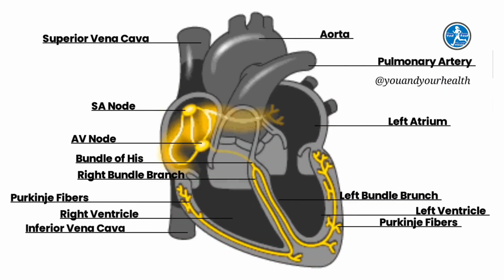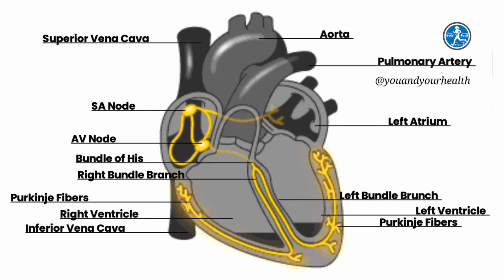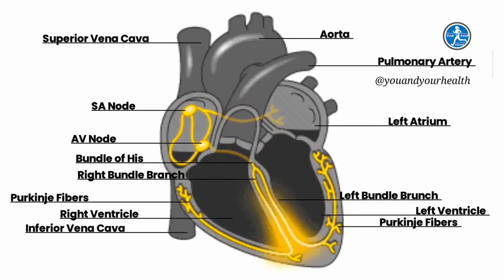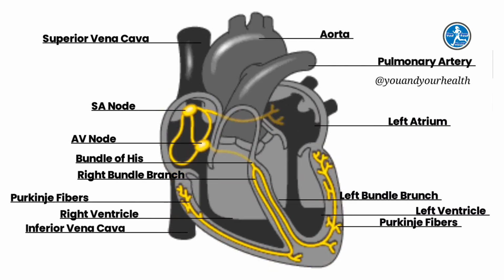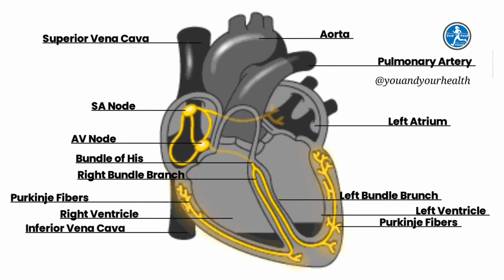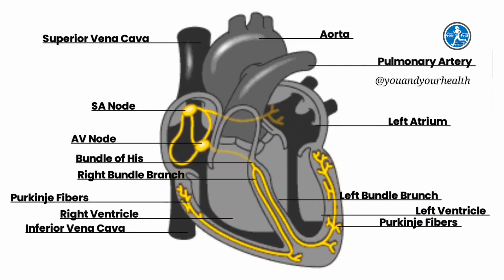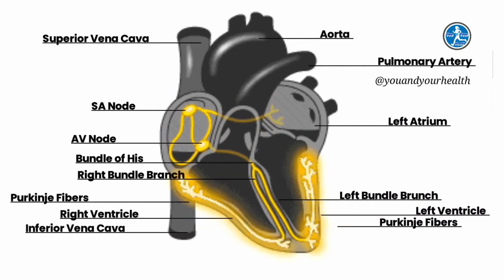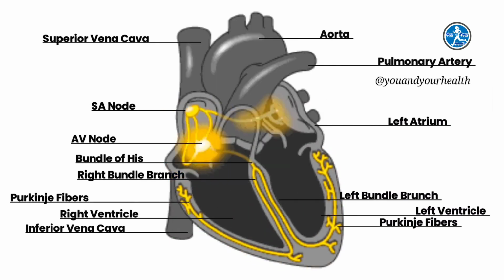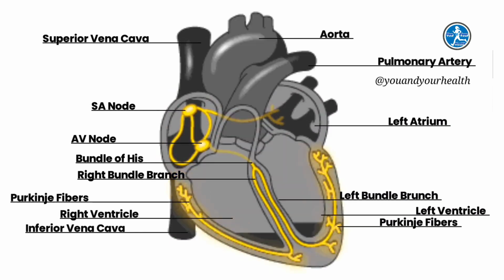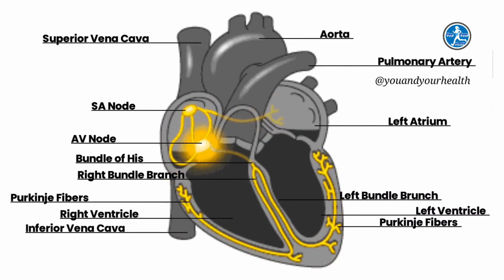In summary, the SA node generates an electrical impulse. The electrical impulse spreads across the atria, initiating atrial depolarization or contraction. The electrical impulse is delayed at the AV node to allow the ventricles to fill with blood. The impulse travels through the bundle of His to the bundle branches. The Purkinje fibers transmit the impulses to the myocardial cells of the ventricles, causing ventricular depolarization or contraction. The coordinated contraction of the ventricles results in the ejection of blood into the pulmonary artery and aorta.